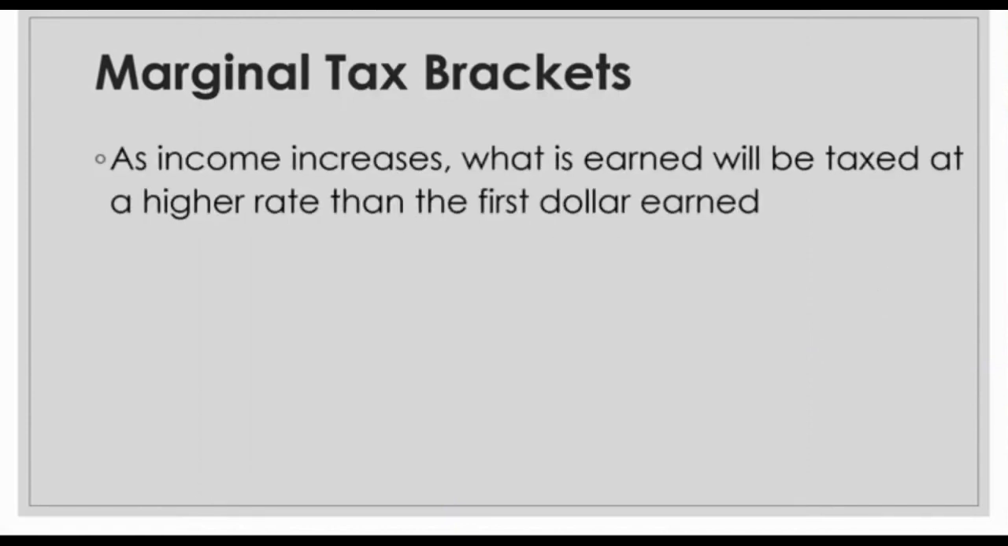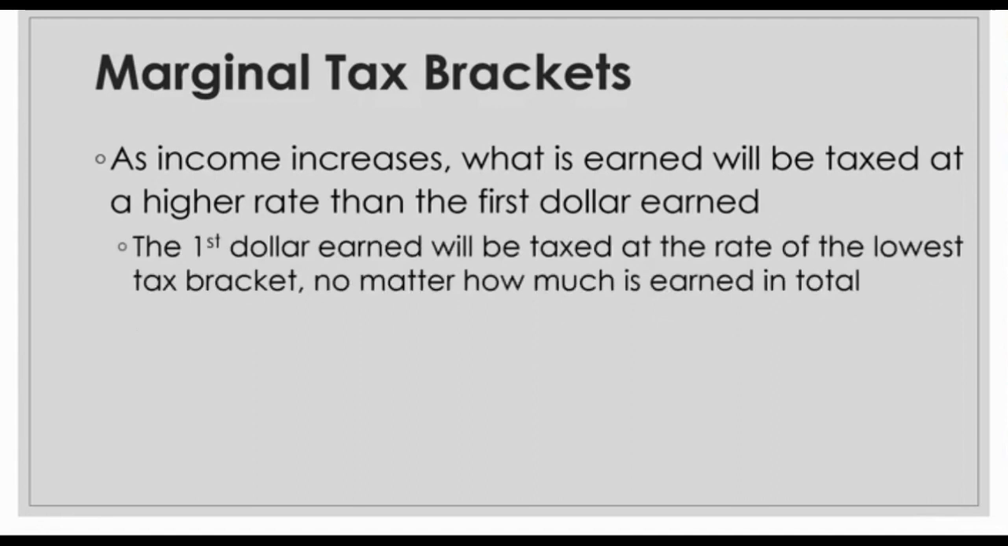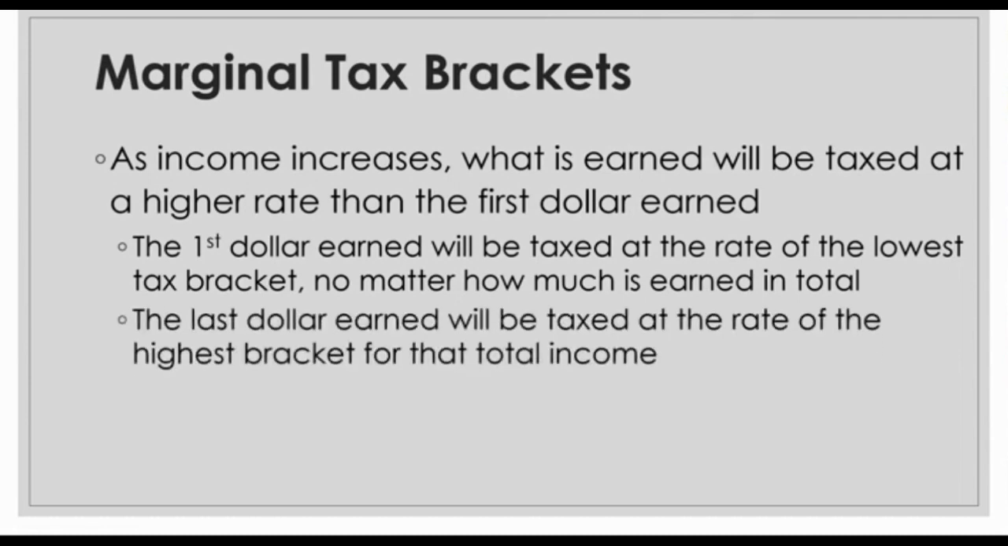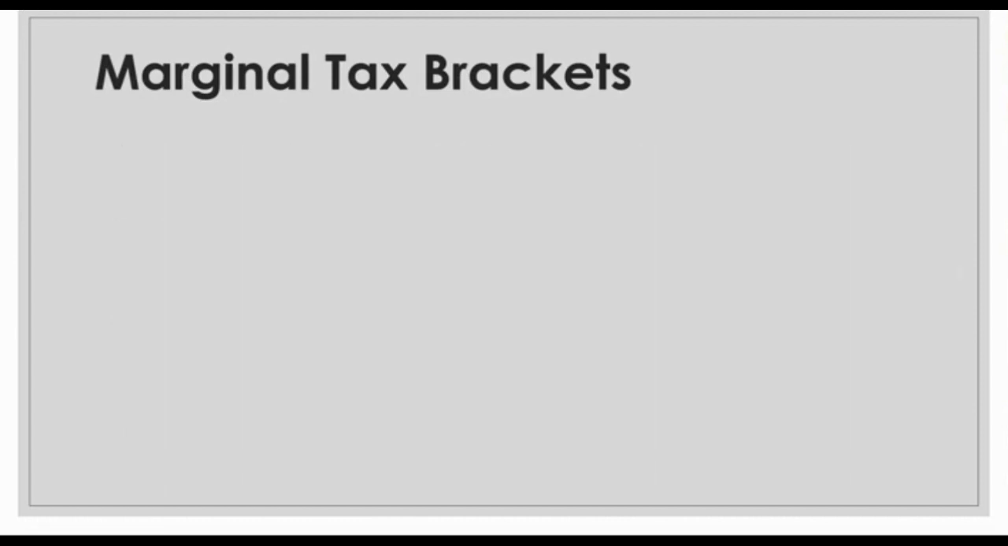As your income increases, what is taxed is taxed at higher rates, but only the additional dollars are taxed at that higher rate. The first dollar that you earn is taxed in the lowest bracket, regardless of how many additional marginal dollars you earn. The last dollar is going to be taxed at the highest percent, based on what bracket you fall into. And all of the dollars in between are taxed at a range of rates depending on what bracket they fall into.